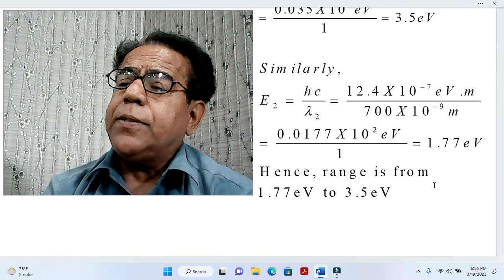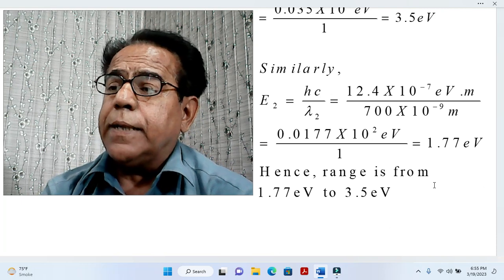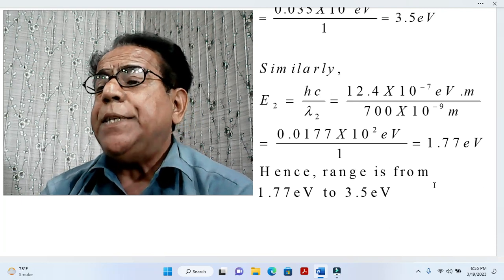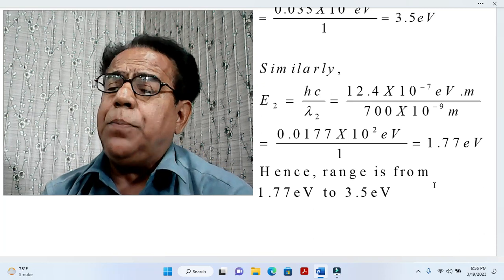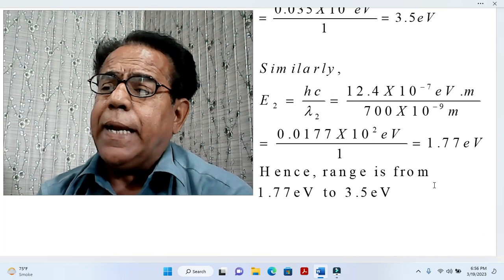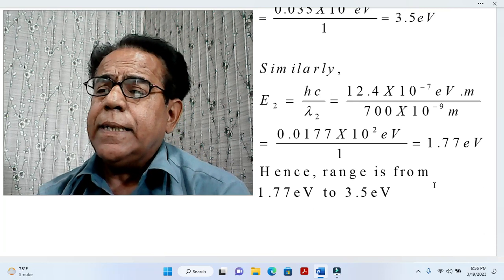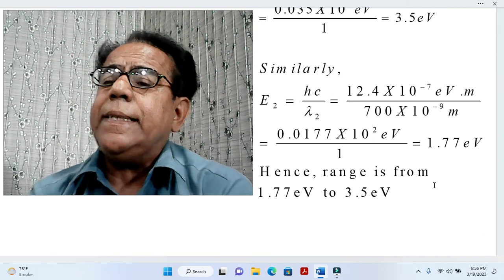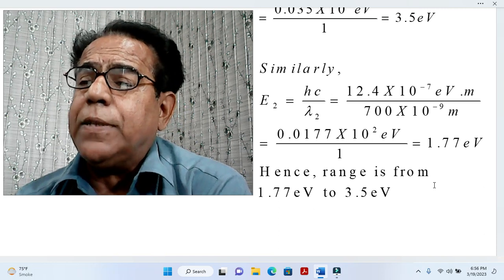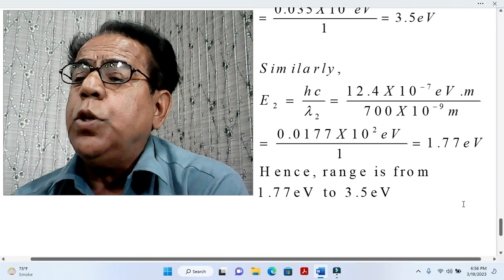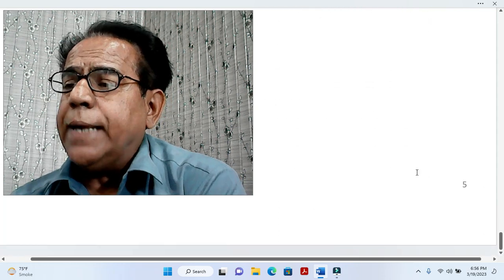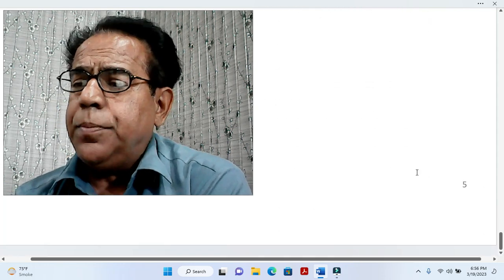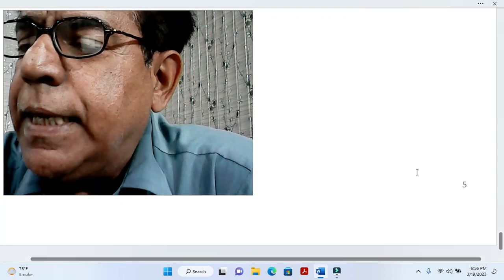Hence the range is from the smaller energy to the higher energy, corresponding to the larger wavelength and the smaller wavelength. Here E2, the second energy, is smaller and the first energy is greater, so our range will be between the smaller and greater energy. Hence the range is from 1.77 electron volt to 3.5 electron volt. And this is the end of our problem, our video. Till next video.